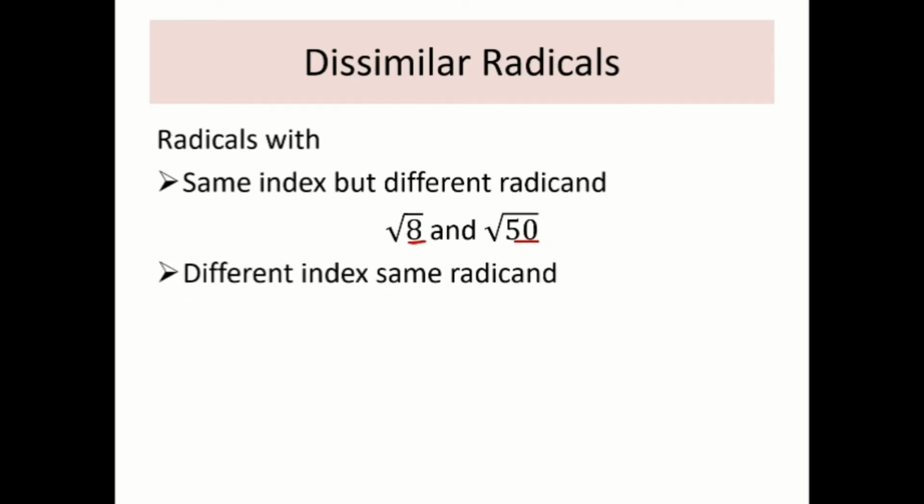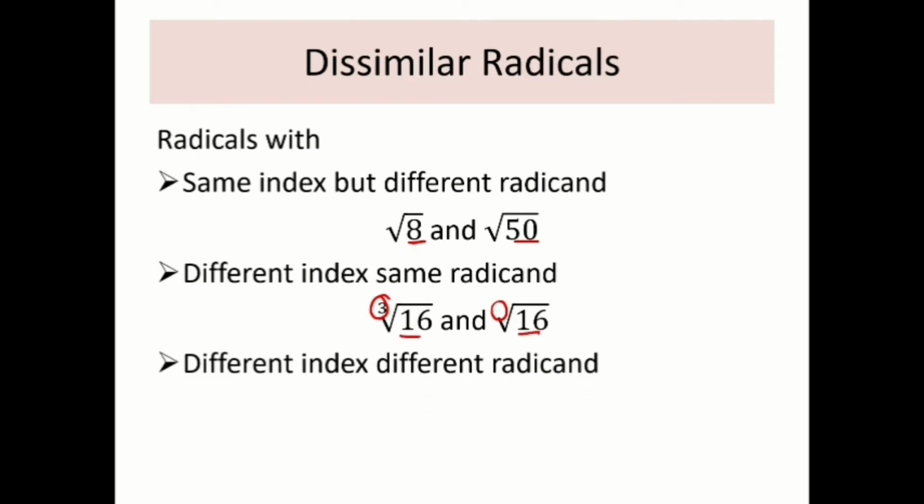Next, we have different index but same radicand. Let's say we have cube root of 16 and square root of 16. The indices are different because the index here is 3 and the index here is 2, while the radicands are the same. And lastly, they can have different index and different radicand. Just like in our example, we have cube root of 16 and square root of 8. They have different indices because the index here is 3 and 2, while the radicands are 16 and 8.